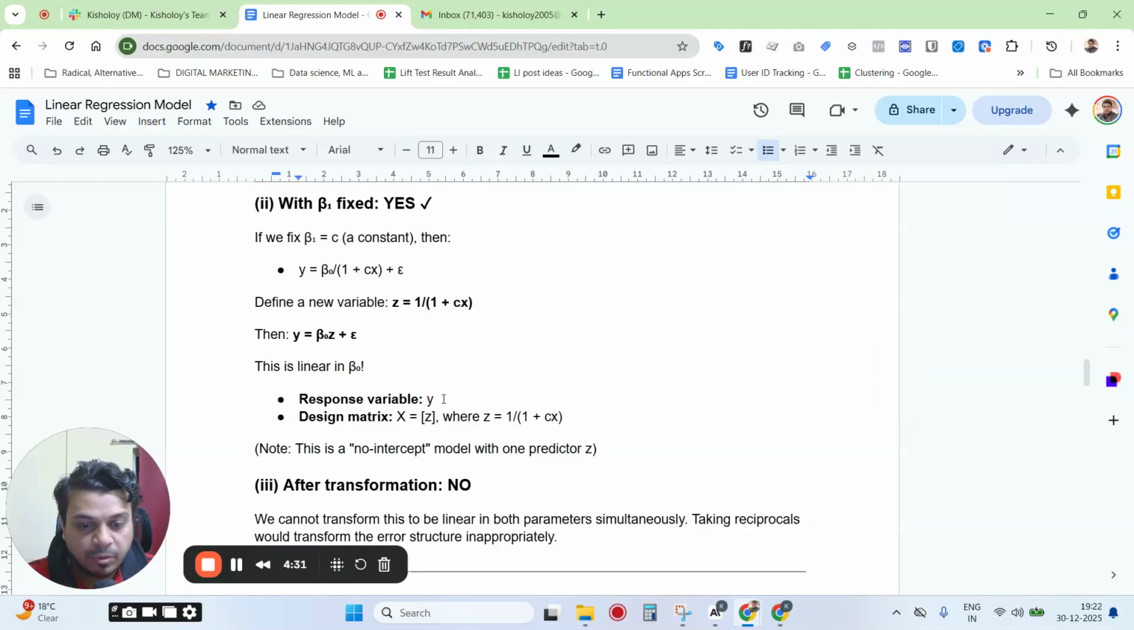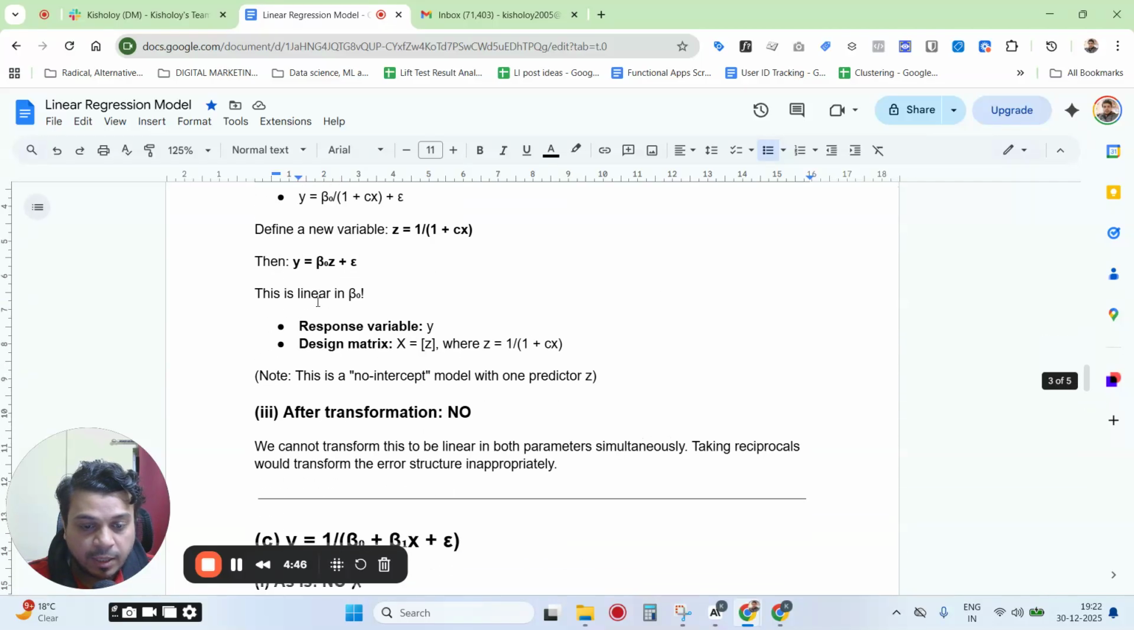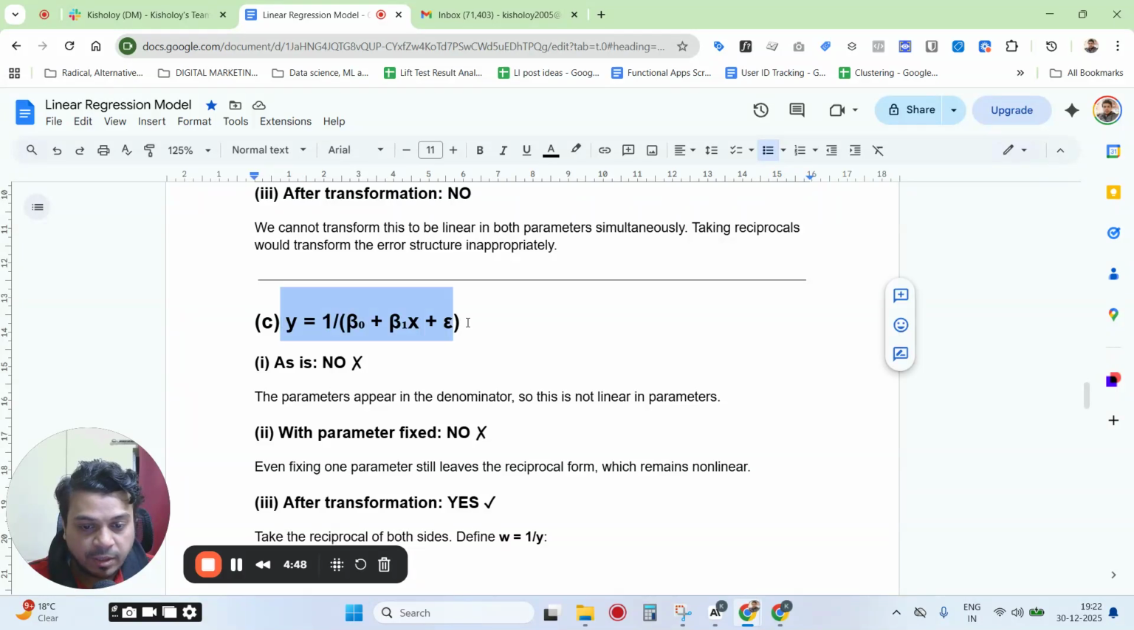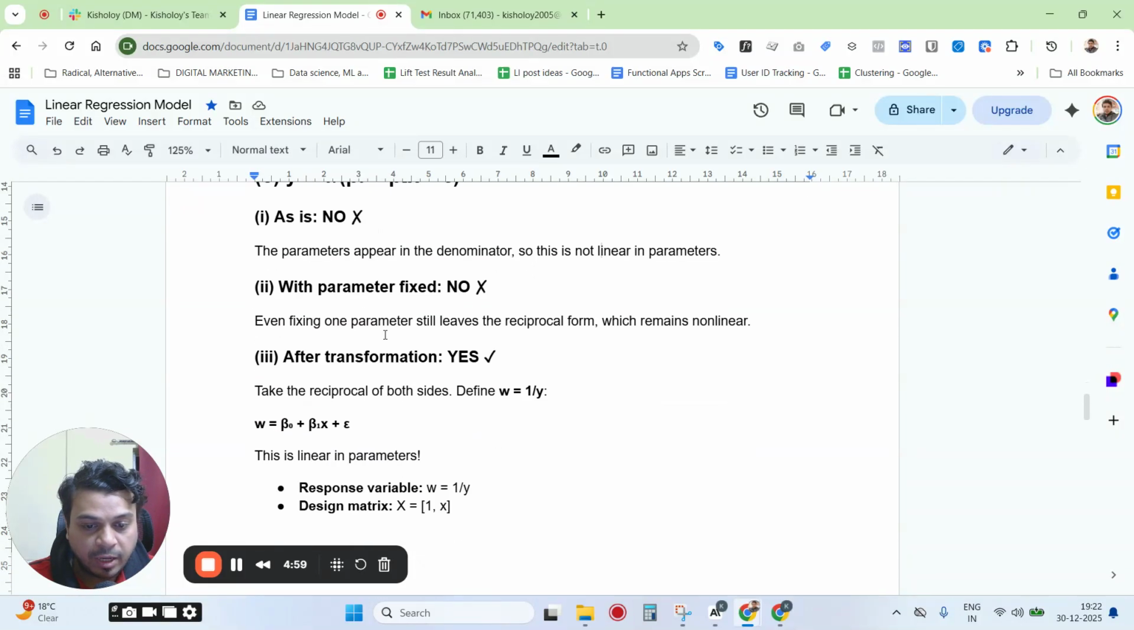Basically, your response variable remains y, and your design matrix therefore takes the form of 1 over 1 plus cx. So that's your answer for the second one. The third equation is in this form, where you again have parameters in the denominator, and you'll see that it can be done when you carry out a transformation. You cannot just fix one parameter, make it constant, and still leave the reciprocal form.